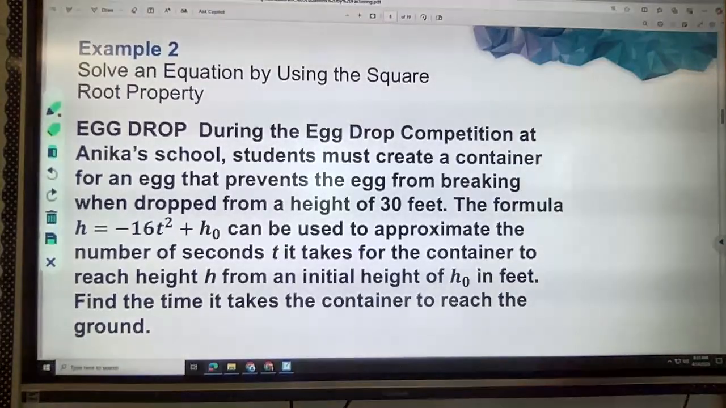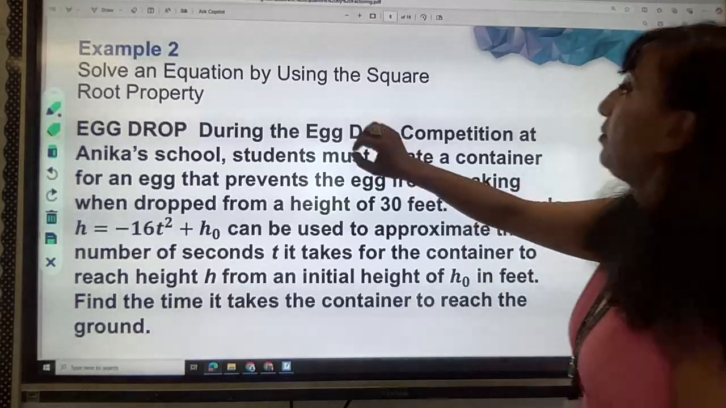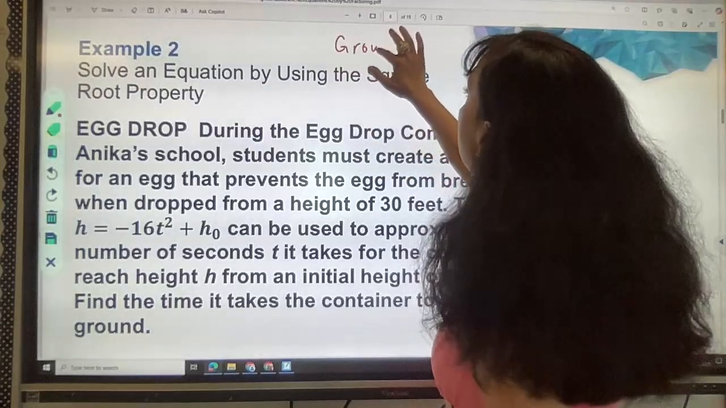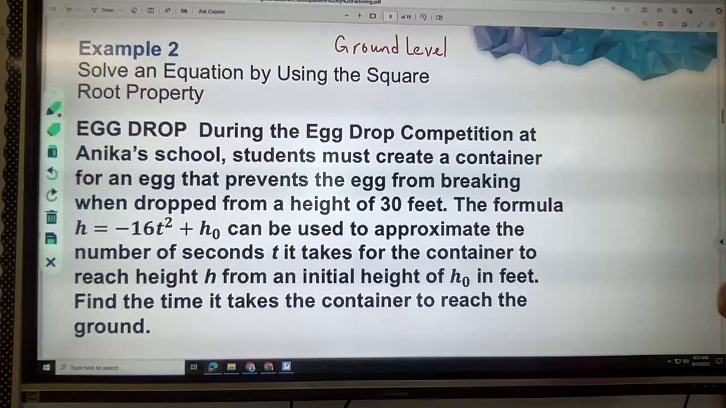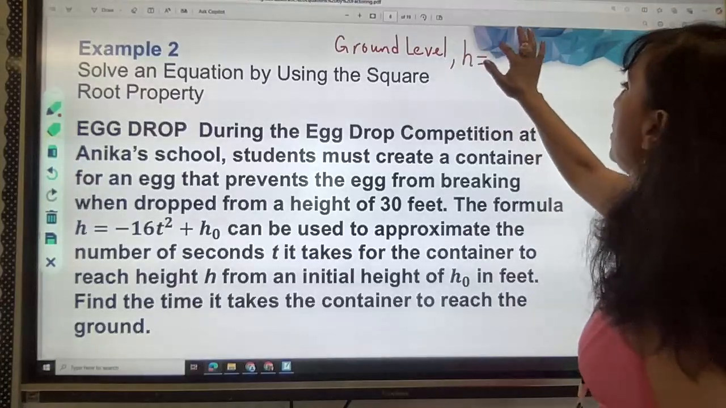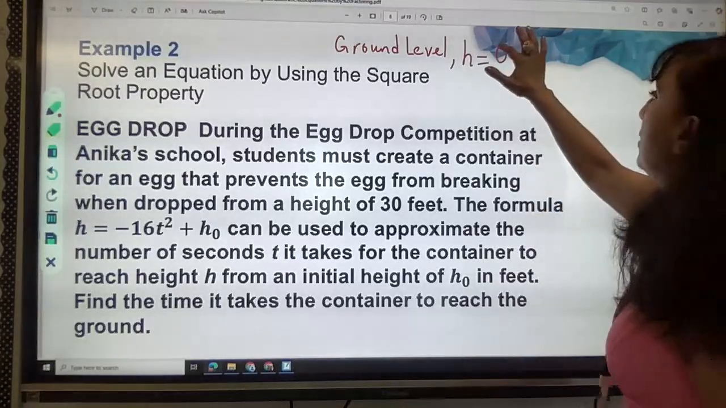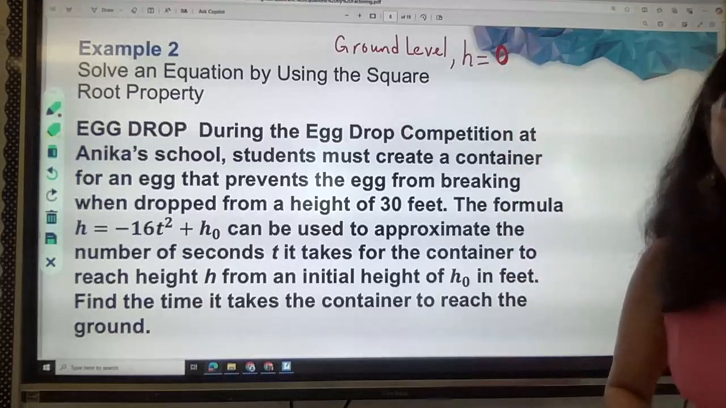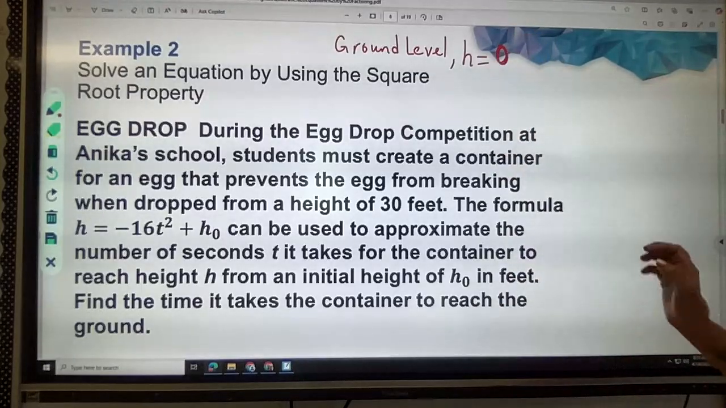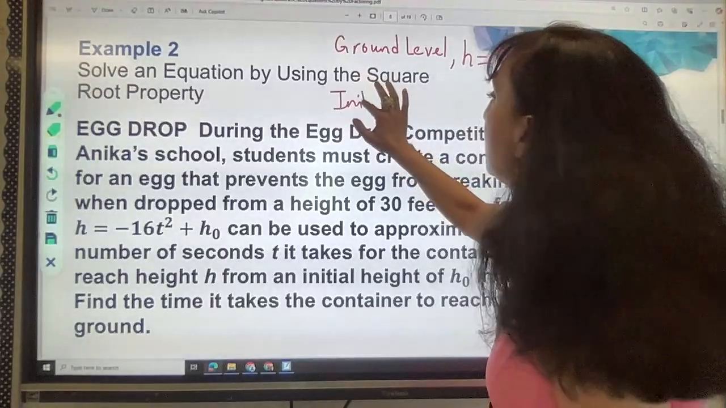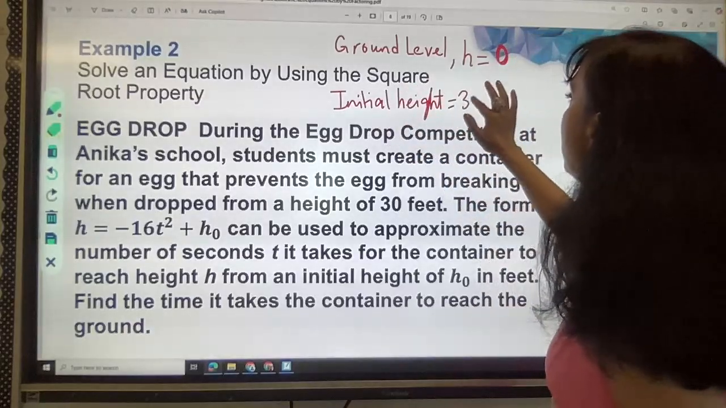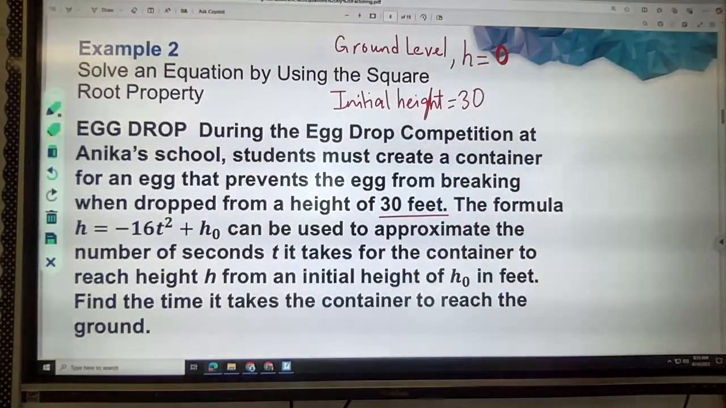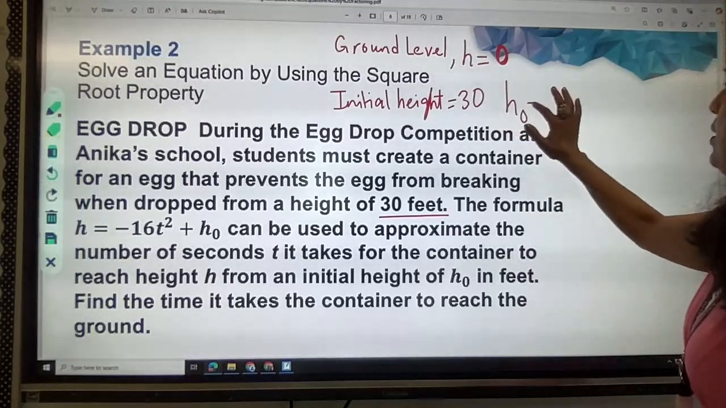Okay, so now let's talk about this. At ground level, what is my ground level? My ground level means my h is going to be 0. H is 0. Okay? This is a 0, if you can see from there. And then initial height is 30. My initial height is 30 because that's where it's being dropped from. Right? And so my h sub 0 is going to be 30.